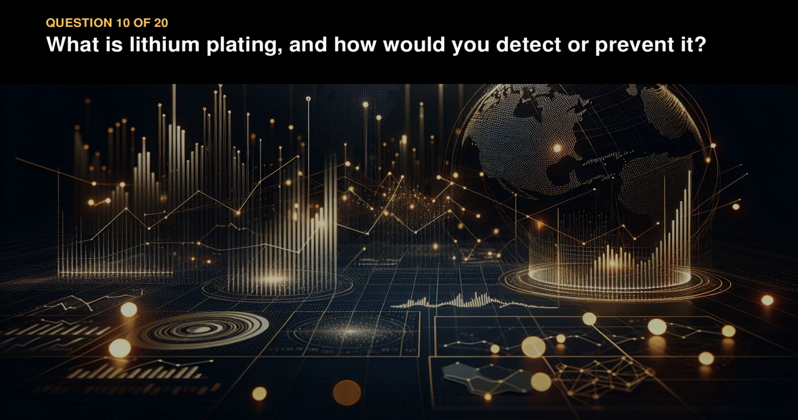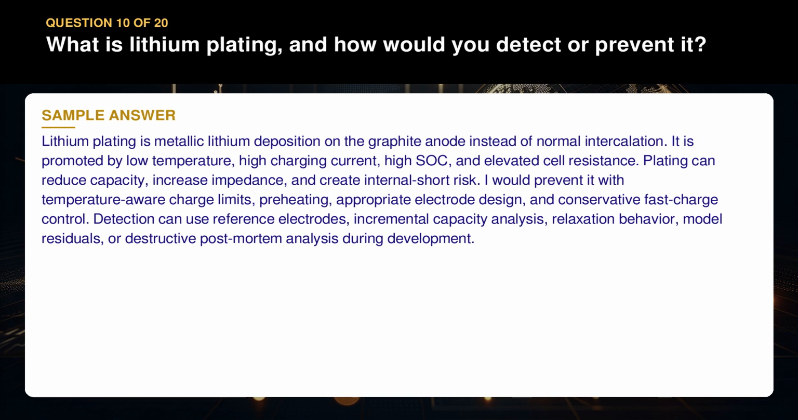Question 10. What is lithium plating, and how would you detect or prevent it? Lithium plating is metallic lithium deposition on the graphite anode instead of normal intercalation. It is promoted by low temperature, high charging current, high SOC, and elevated cell resistance. Plating can reduce capacity, increase impedance, and create internal short risk. I would prevent it with temperature-aware charge limits, preheating, appropriate electrode design, and conservative fast charge control.